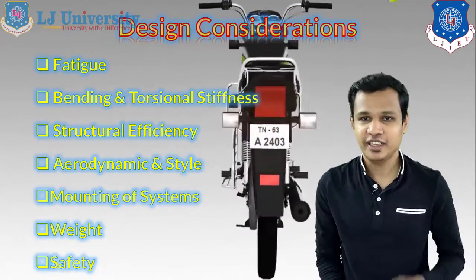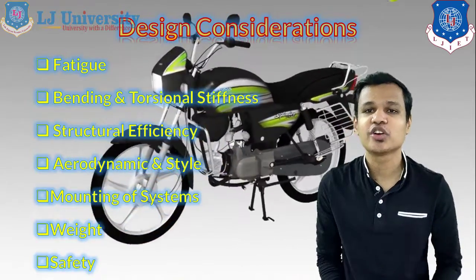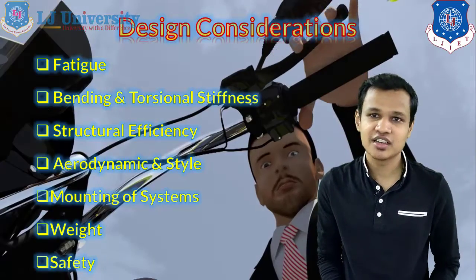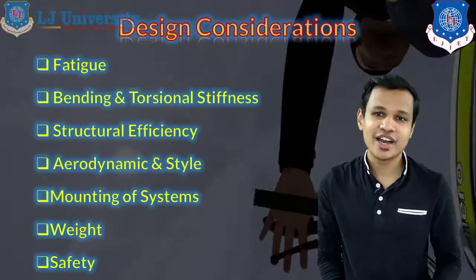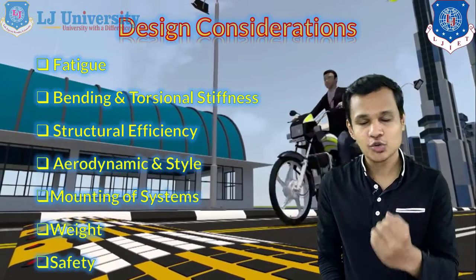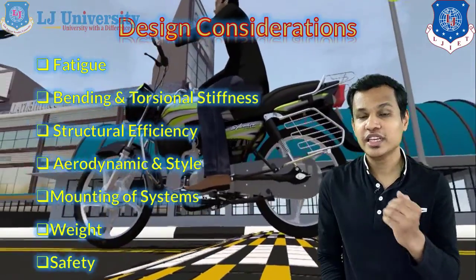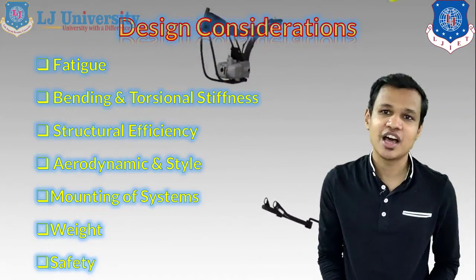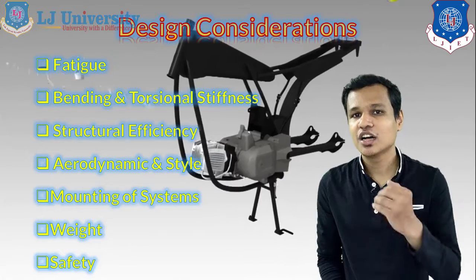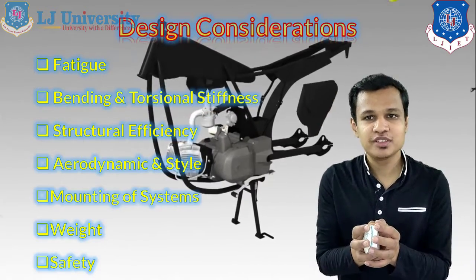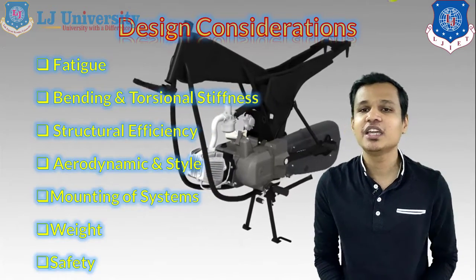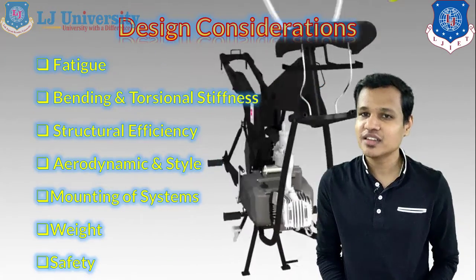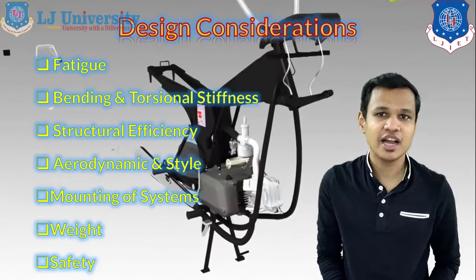And the last thing is safety. Nowadays, safety of two-wheelers is also important, which was not considered in earlier times. But right now, we also consider the safety of the driver of the two-wheeler. As I've already told you, the crumple zones that were provided in four-wheelers are also provided in two-wheelers, so that whenever a collision happens, the frame will collapse and absorb the impact coming from the collision. So these are the design considerations that need to be kept in mind whenever we are designing the frame for two-wheelers.